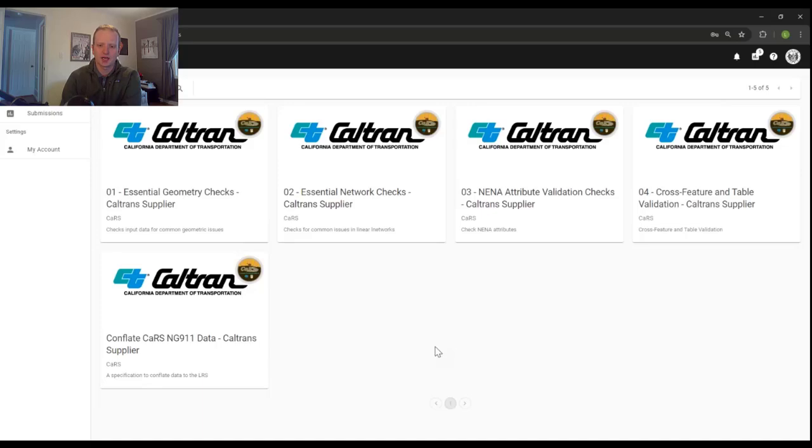And like I mentioned, we always validate data before we do conflation to minimize any issues as we go through the process. So we have our essential geometry checks, and this is what I'll be running for this example. Our essential network checks go a little beyond just geometry, looking for topology and things like that, but we can have any sort of linear network. And third is basically our subset of our NENA Next Generation 911 validations. That's taken directly from our SAS solution for Next Generation 911, and basically looks at those attributes, making sure that they are correct and meet the standard.